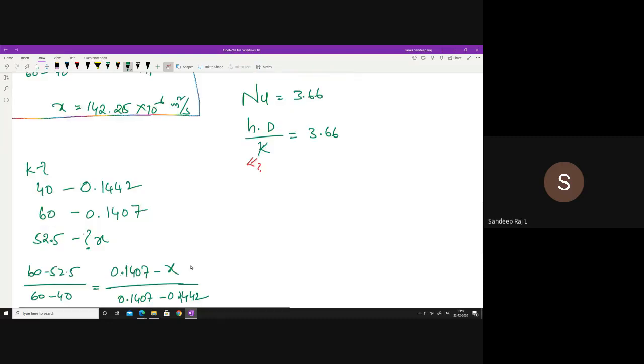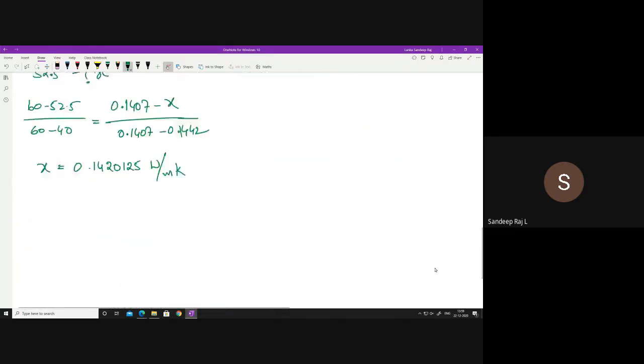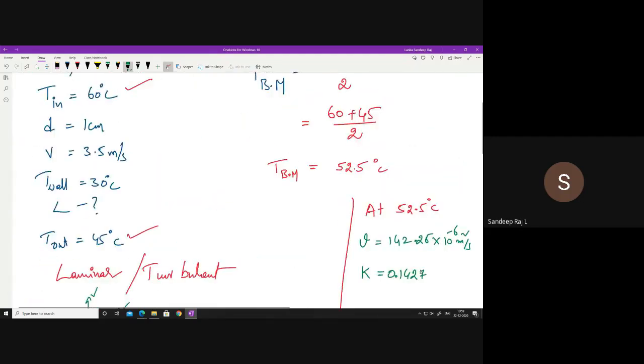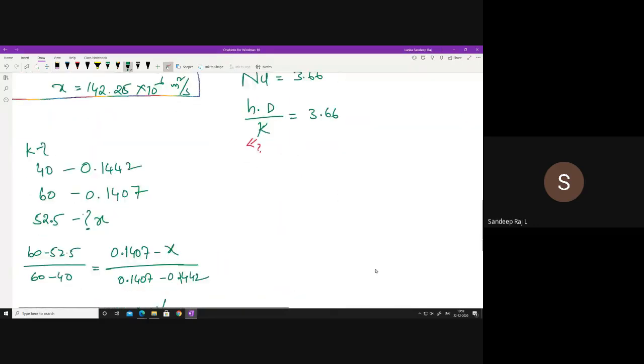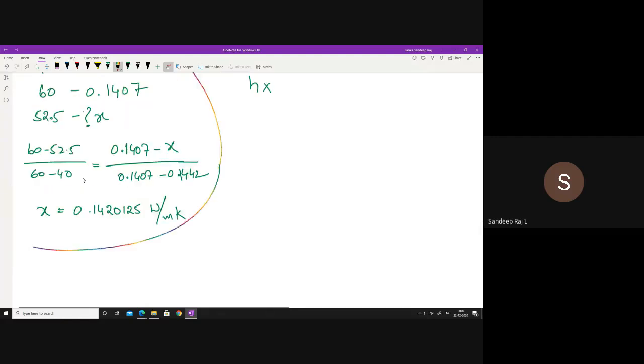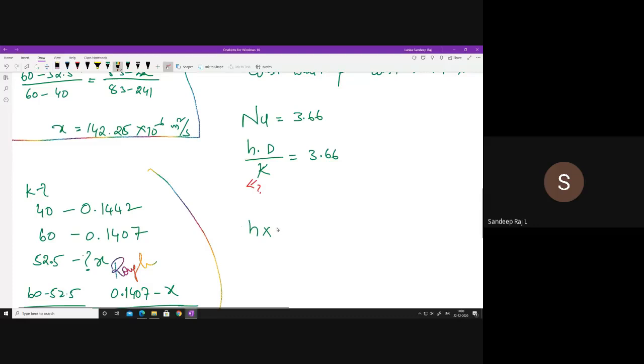At the top, you write the value of k here. k is equal to 0.1420125 watt per meter Kelvin. The k value is known to you now. So h has to be calculated here. Again, I'm reminding you, this is just rough work. Don't write this. This is rough work, right?